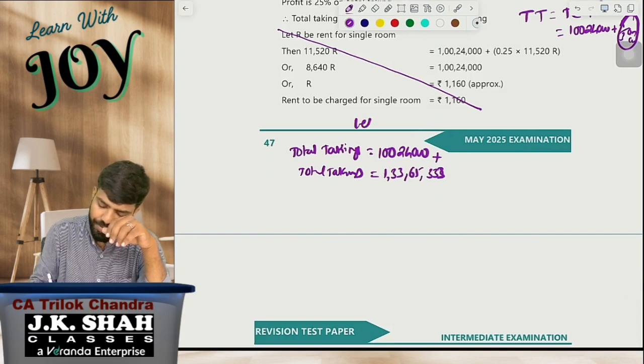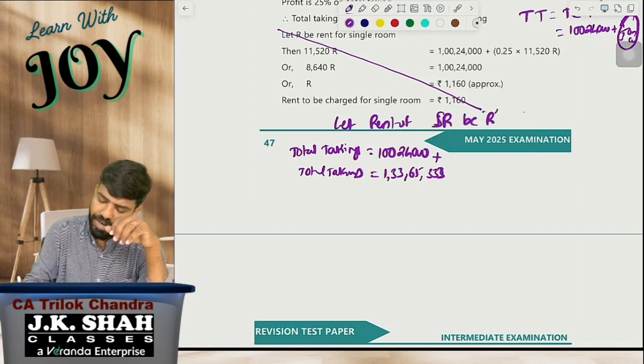Let the rent be R. Let us take R as the rent of a single room. Then the double room is 1.5 R.